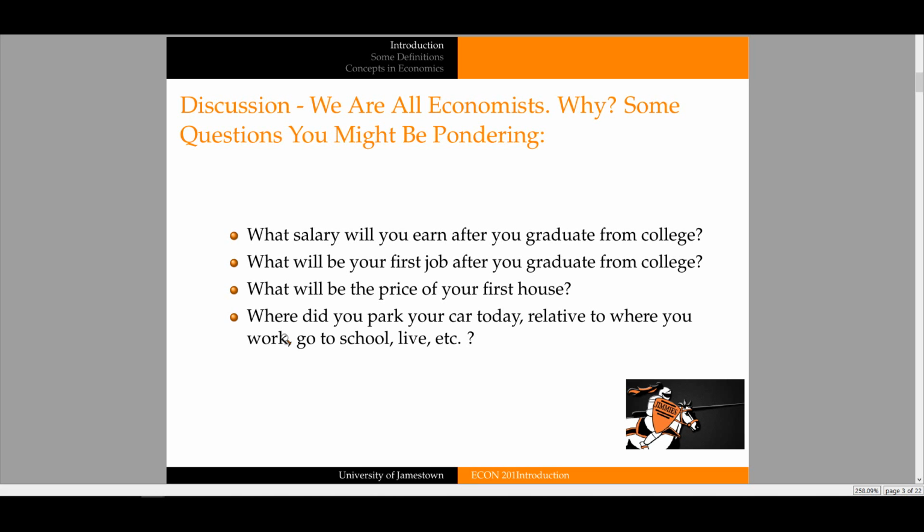And last but not least, and I use this quite often in face-to-face classes, is where did you park your car today relative to where you work, go to school, live, etc.? And this really entails the idea we're going to talk about later on in the course of opportunity costs.